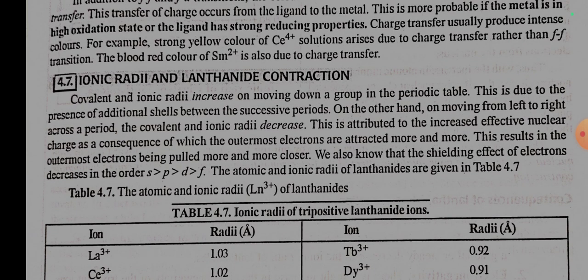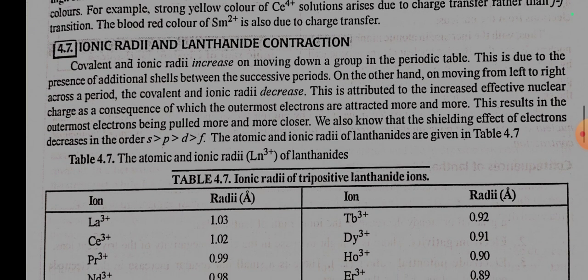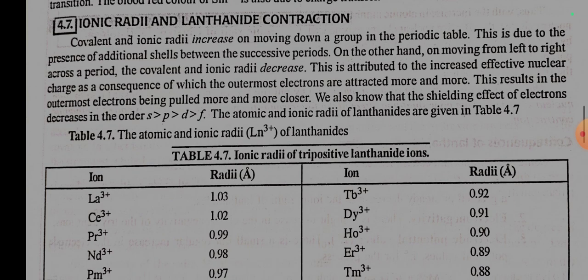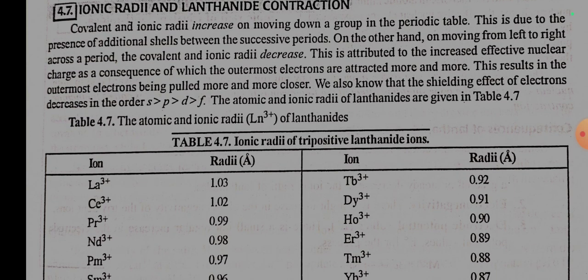Ionic radii and lanthanide contraction. Covalent and ionic radii increase on moving down a group in the periodic table. This is due to the presence of additional shells between successive periods. On the other hand, on moving from left to right across a period, the covalent and ionic radii decrease. This is attributed to the increased effective nuclear charge, as a consequence of which the outermost electrons are attracted more and more, pulled closer and closer.